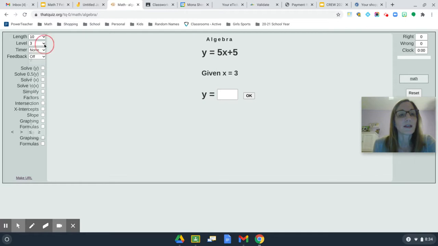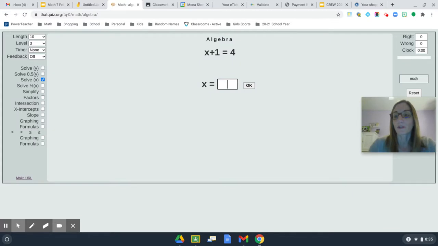Start with a length of 10 and always, for the purpose that we need it for, I'm going to have you stay on level 3. So it's actually set at that already. And the last thing you have to do is check mark solve for X. And that's it. That's how your settings should look to work through these 10 problems.